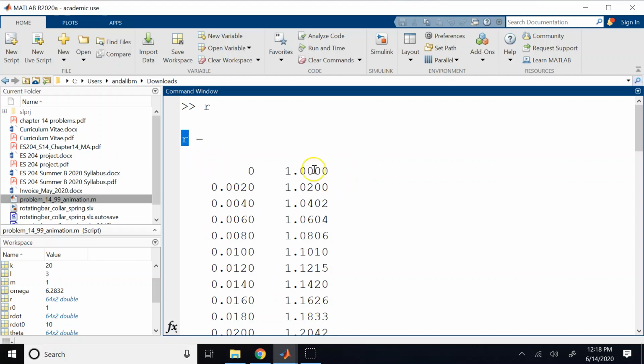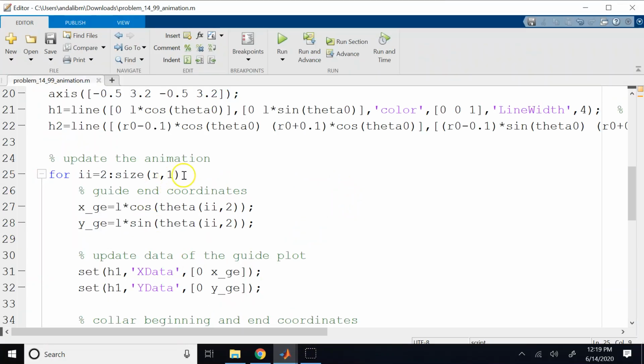And when you say size of 2, it gives you the number of columns. So I'm interested in the number of rows, or the number of time points. So I say size of R and 1, right? Which is basically the number of time points. What you do is you modify the location of the endpoint for the guide, which is L cosine theta and L sine theta. But theta is not the original theta anymore, it's the current theta.